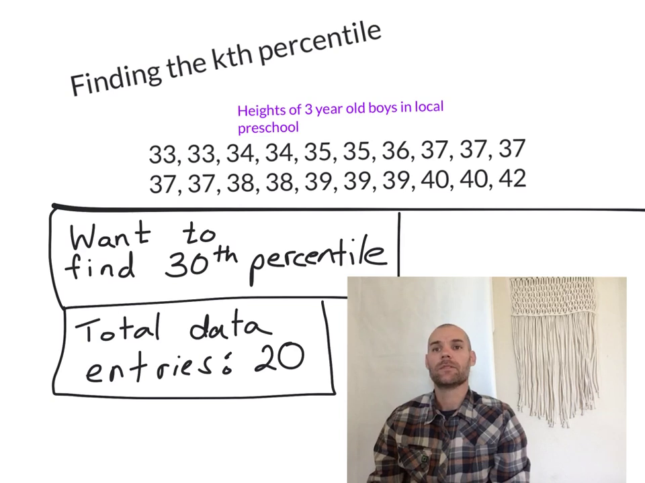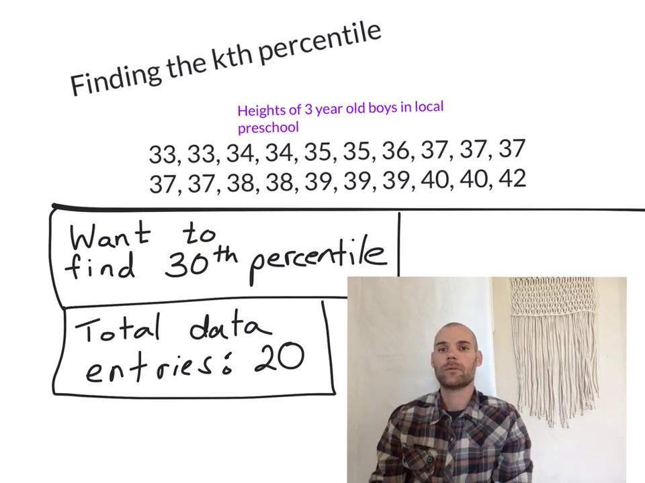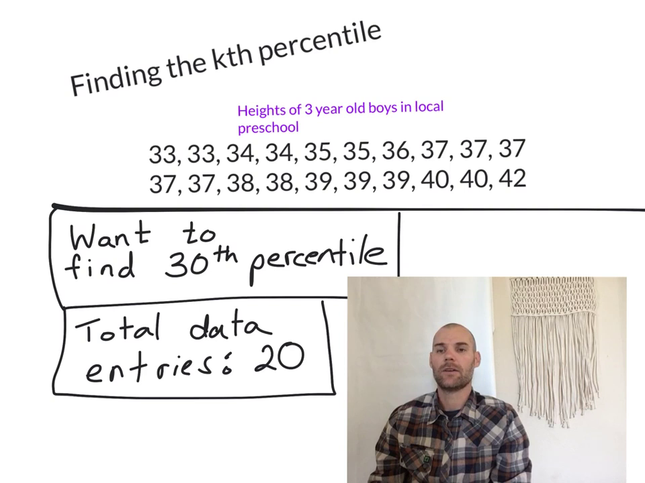So I just kind of made up some data there. You can see starting with 33, going all the way up to 42, and that's in inches. So those are the heights of the preschool 3-year-olds in inches. And we have a total of 20 data entries. So let's go ahead and see if we can find where that 30th percentile would be.